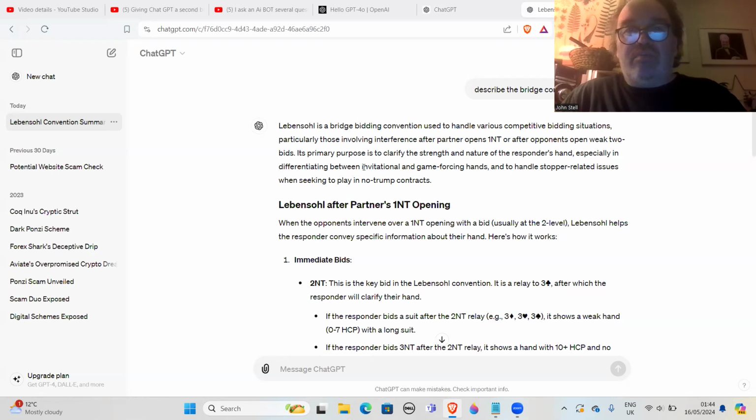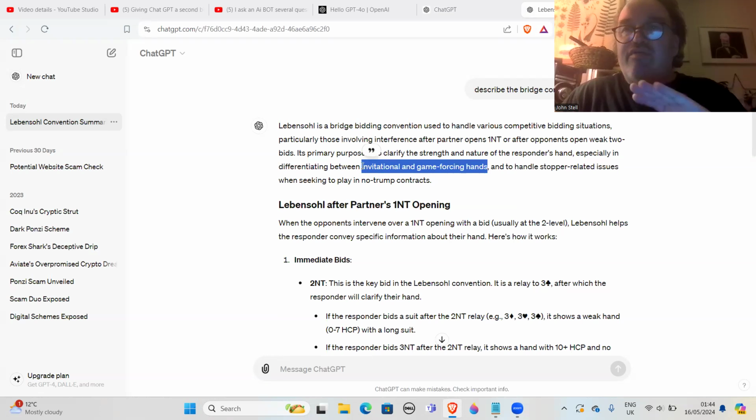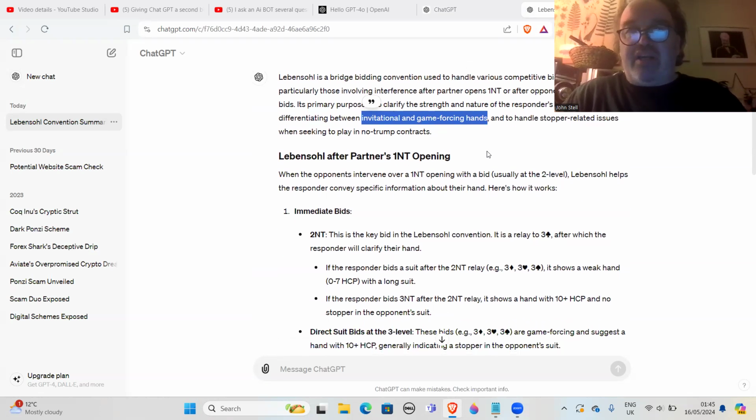It should also mention hands where you're not interested in going on at all, really. It says invitational and game forcing hands, but actually there's also hands where you have no interest in going on to game at all. Okay. So it's pretty good. That's pretty okay.